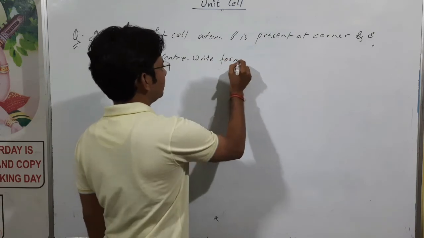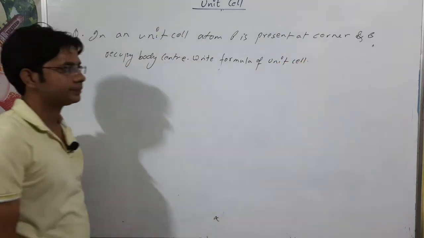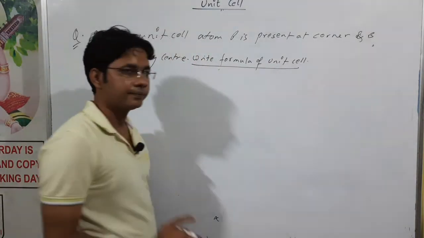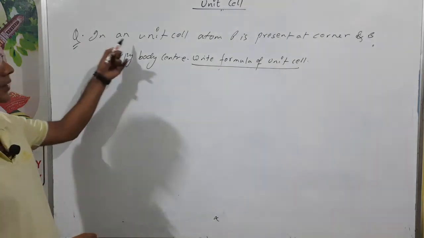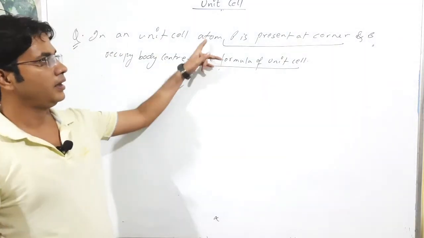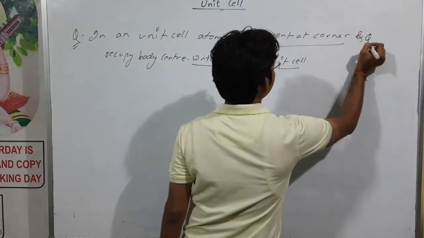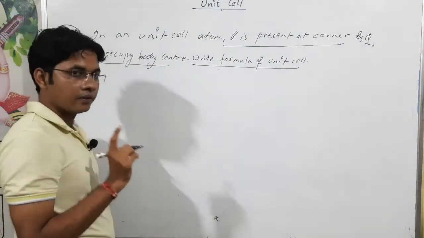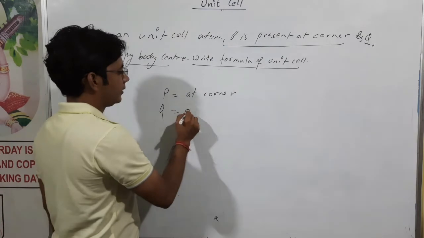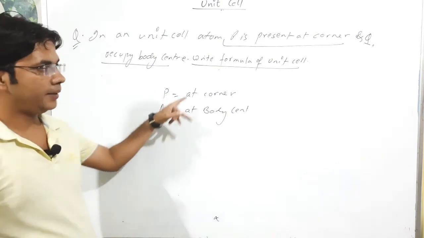Write the formula of the unit cell. This question is given in your NCERT. Okay, so what we have to do is write down the formula of the unit cell. Be very focused here. This is a unit cell where P is present at corner, right? In any unit cell, P is present at corner and Q is present at body center. We have two atoms, P at corner and Q at body center, right? We have to write the formula.